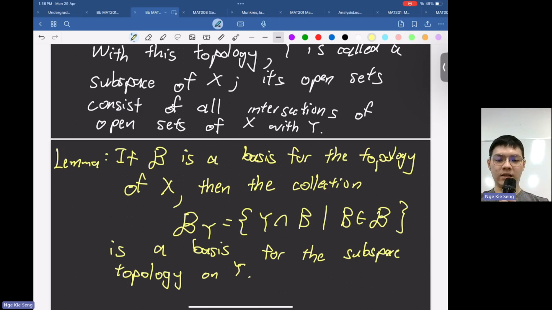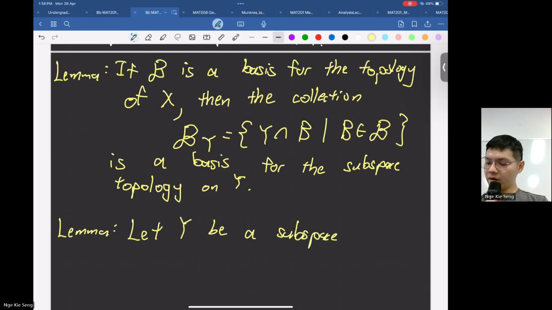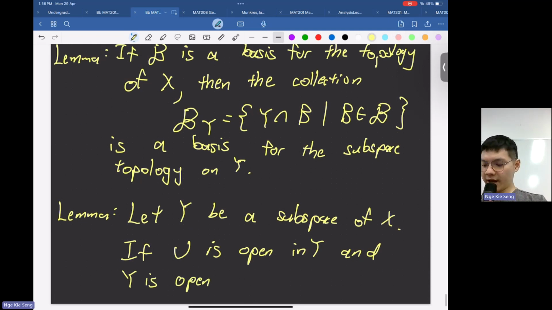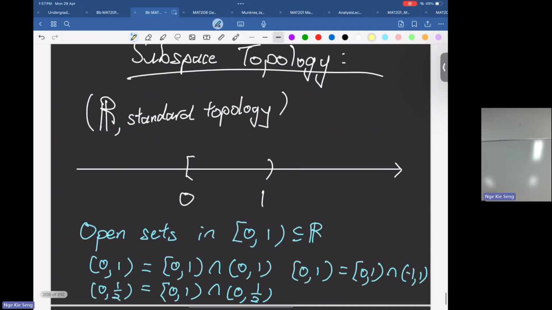And another similarly obvious lemma: let Y be a subspace of X. If U is open in Y and Y is open in X, so there's a transitivity property here, then U is open in X. This result seems a bit direct, but it's important that it is not always true that U open in the subspace topology means U is open in the larger topology.